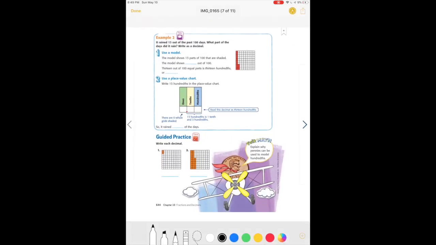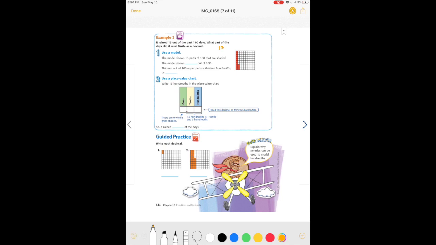Example 2. It rained 13 out of the past 100 days. What part of the days did it rain? Write it as a decimal. So first, use a model. The model shows 13 parts out of 100 that are shaded.